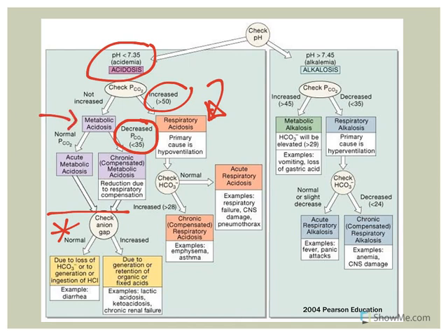Now if we go back to the respiratory acidosis, we've already figured out it's respiratory acidosis. Is it acute or is it chronic? Now they're going to look at the bicarb levels. If it's increased, they have had time to compensate. It's chronic. So why would the bicarbonate be elevated?